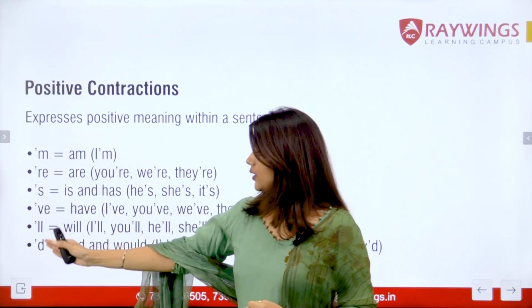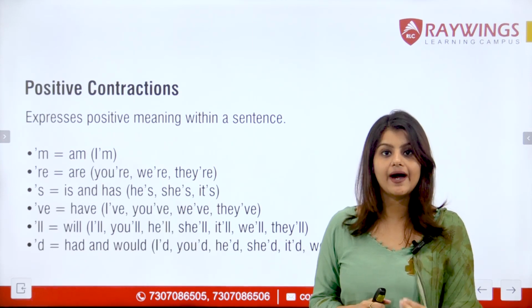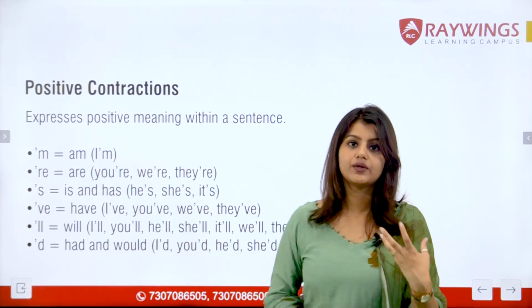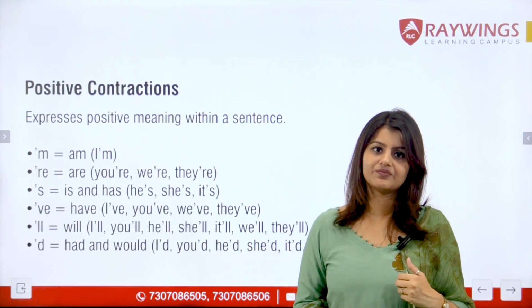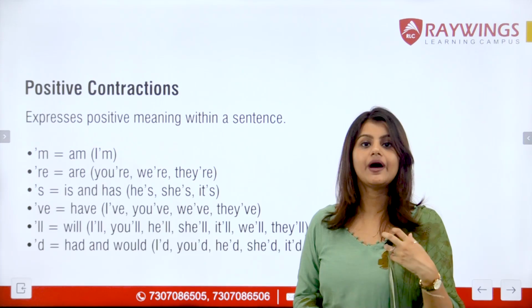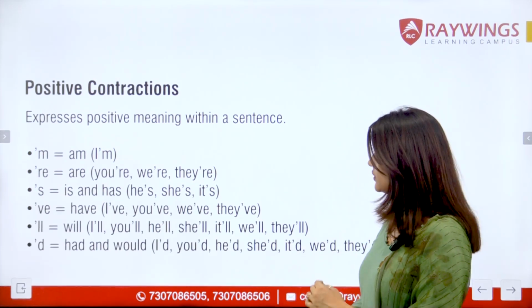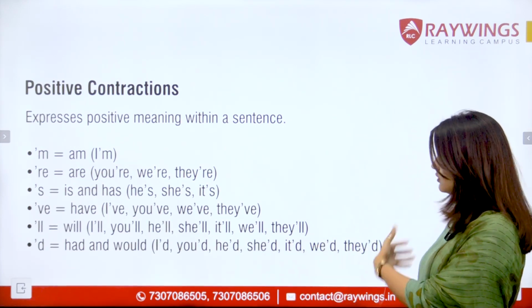Then apostrophe d, इसका मीनिंग क्या होता है? Apostrophe d stands for had. Then also it stands for would, I would. जैसे हम बोलते हैं ना, I'd go to market today. So I would की जगह हमने बोला I'd go to market today. So it means the same thing, right? So I would, you would, he would, she would, it would, we would, they would.